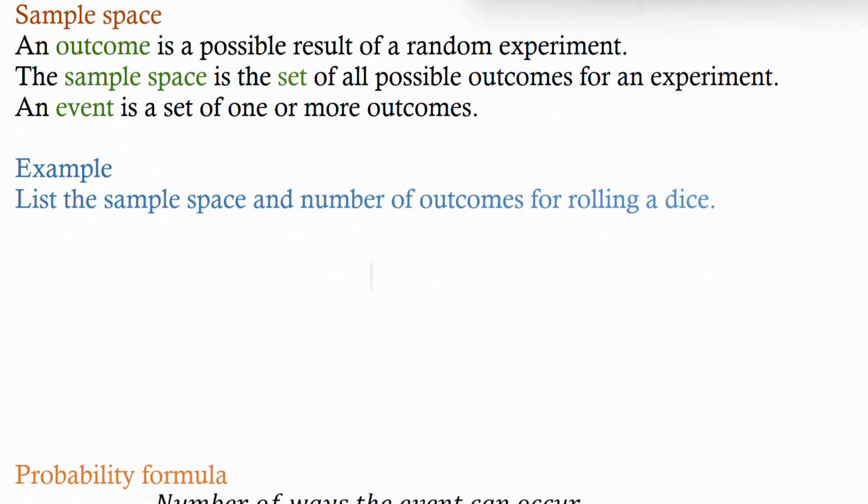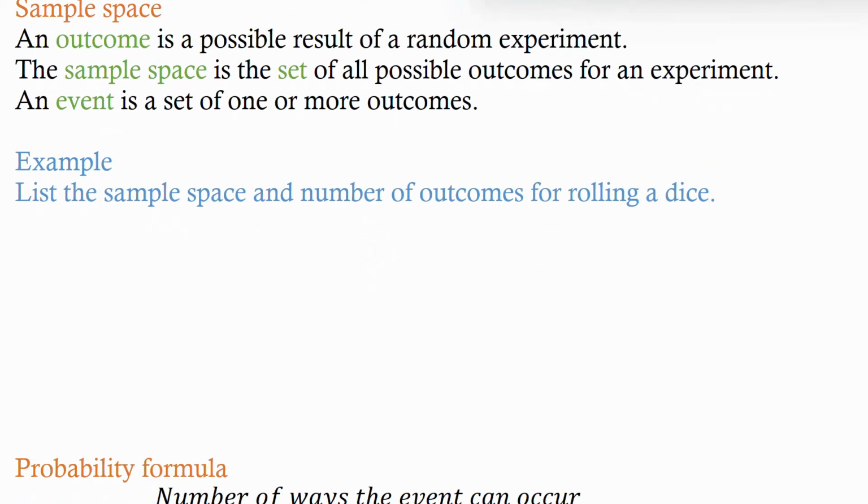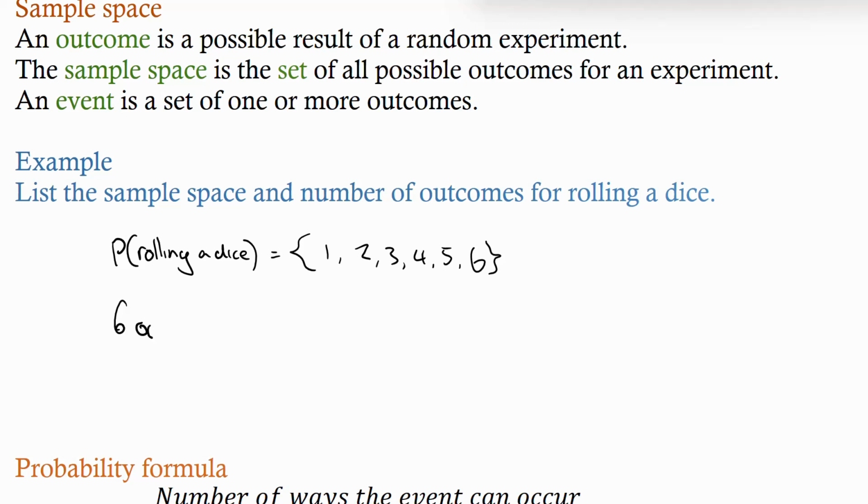So for example here, list the sample space and number of outcomes for rolling a die. What we need to do here is, the sample space is what can happen. What are the possible things that could happen? So the sample space of rolling a die is going to equal 1, 2, 3, 4, 5, and 6. Those are all the outcomes I could get. And then the number of outcomes is legitimately counting how many of these can happen. So there's 6 outcomes.